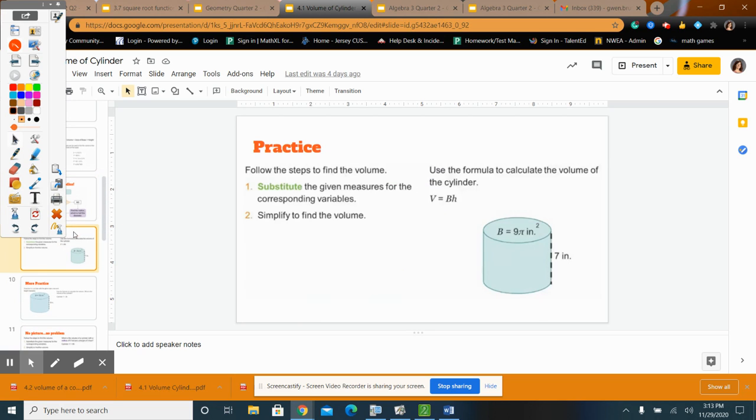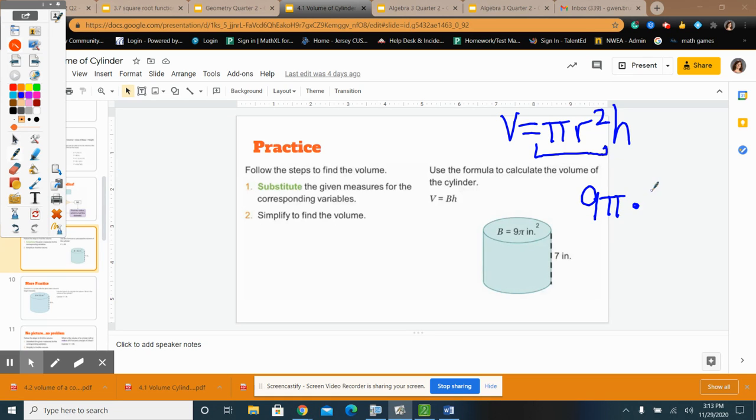So let's do some practice. We're going to substitute things. That was another word we talked about. Substitute means plugging in. And we're not going to use big B times H. We're going to use pi r squared H. So let's see what they give us. They want us to find the volume, and they tell me what big B is. They're telling me that the area of the circle, that pi r squared, is 9 pi. The height is 7. So we can just take 9 pi times 7.